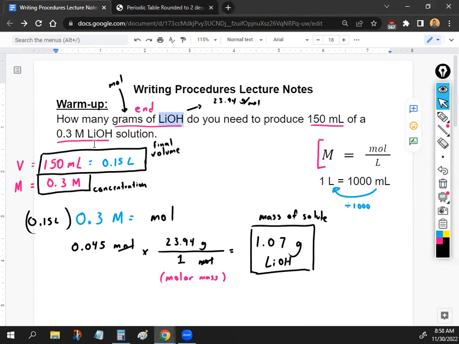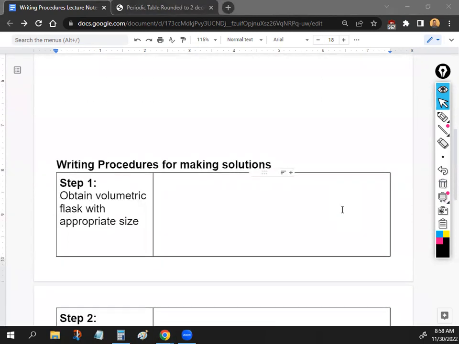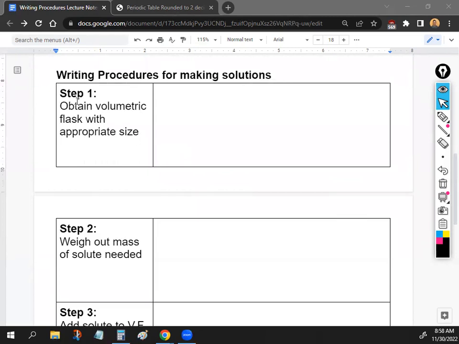Okay, so let's get into the actual procedure writing. Does anyone still need a little more time to copy this down? Okay, let's move on. Your procedures are going to come in 5 steps, so let's jot these down. For any time you make solutions, step 1, you're going to get a volumetric flask, that's the appropriate size. I'll show you what a volumetric flask is in just a second.